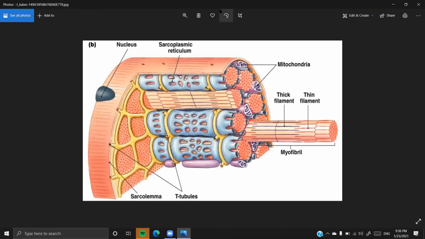I hope you all have understood the muscle fiber structure. This will help you in understanding the contraction of the skeletal muscle.